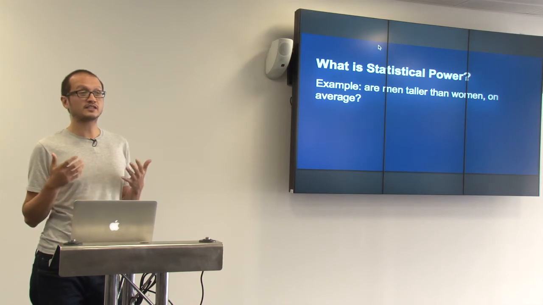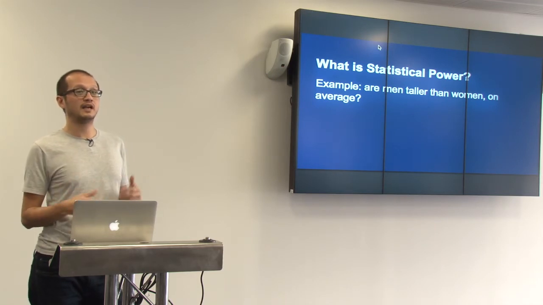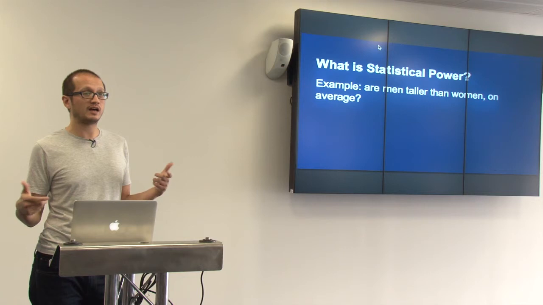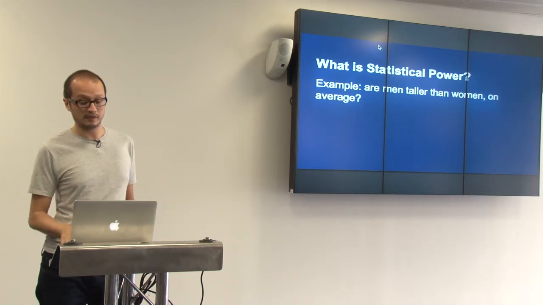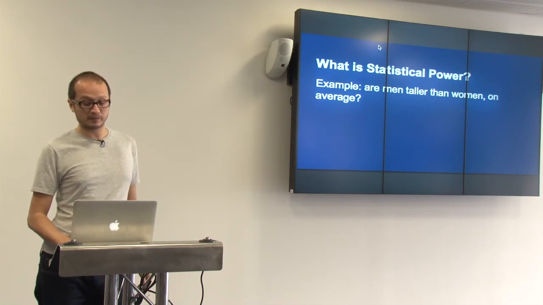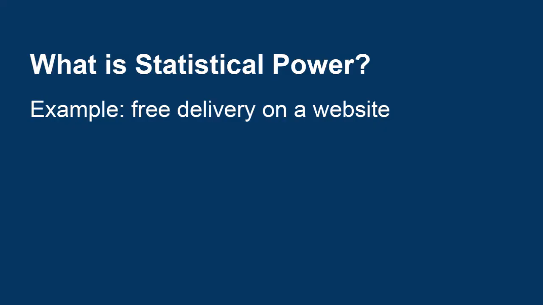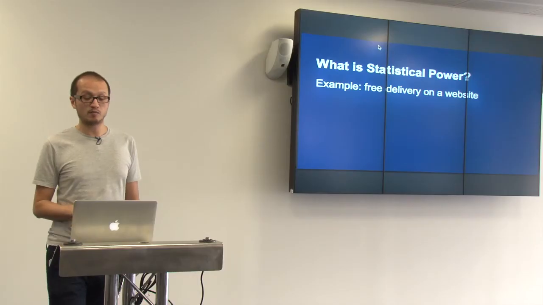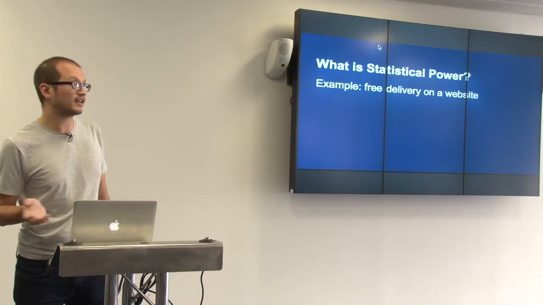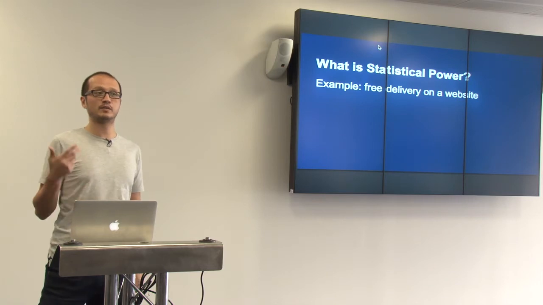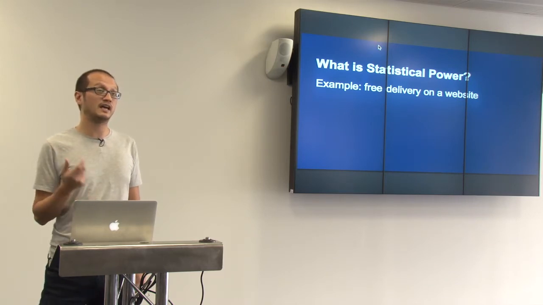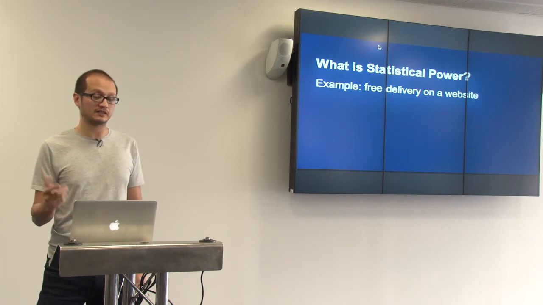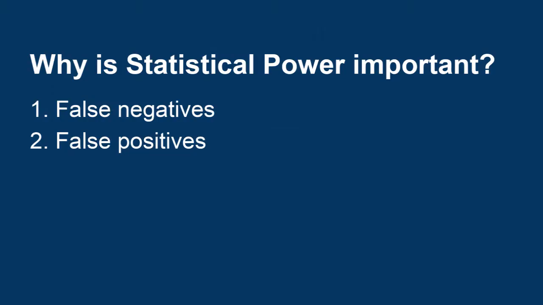Now, if you start to measure more people and take averages, eventually the averages will start to stabilize and the picture will become a lot clearer, and you'll see that men are, on average, a little bit taller than women. The same thing happens with this example of free delivery, an A/B test on a website. The more people that come through your test, and the more conversions that happen, the clearer the picture becomes, and the more likely you are to see an effect, if there really is an effect to be seen.